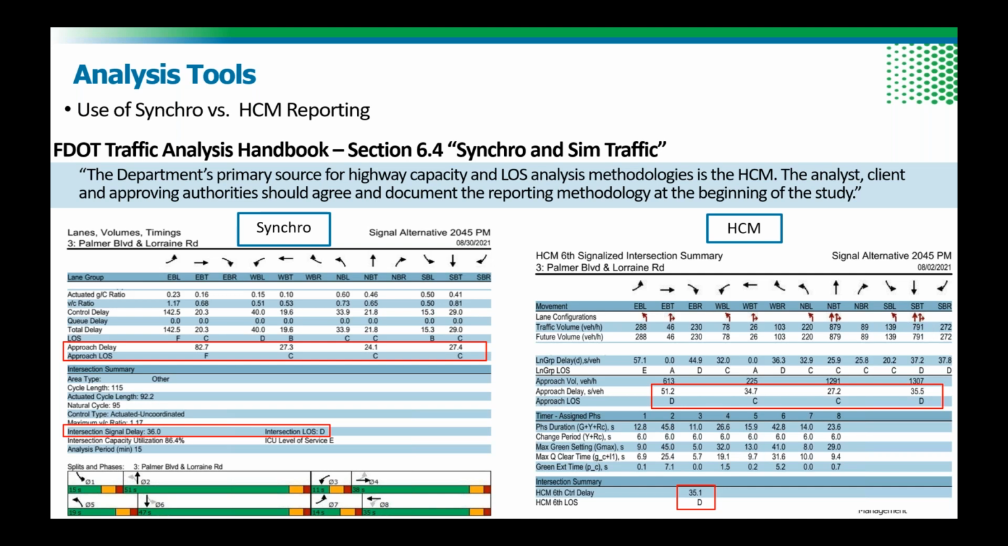What I wanted to show, what's interesting, is that the intersection delay is around 35, 36 seconds in both analysis techniques, both resulting in a level of service of D. Where the major difference is, the eastbound approach in both scenarios has a drastically different delay and level of service. The Synchro report is 82 seconds and an F, which might result in somebody coming up with some countermeasures to try and bring this up to a more acceptable target range. In the HCM methodology, it's being reported as 51 seconds and a reasonable level of service target of D.